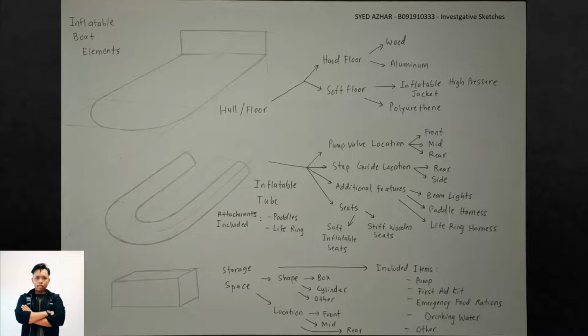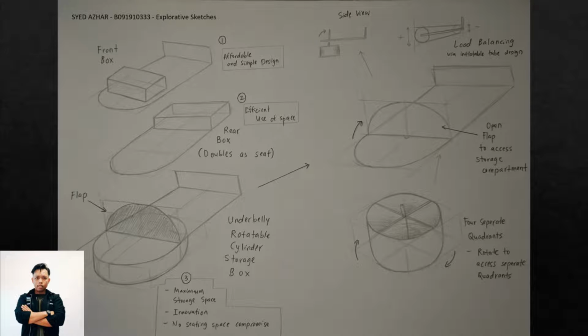For the storage space, there will be either a shape of box, cylinder, or other shape. The location can be the front, mid, or rear. The storage space also includes items like pump, first aid kit, emergency food ration, drinking water, and other supplies needed. The storage of the sketch 1 design can be in front, rear, or the middle.